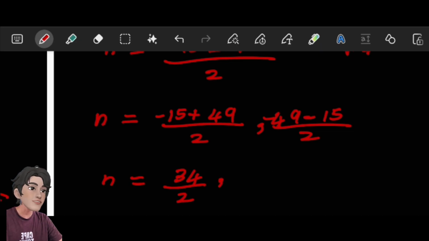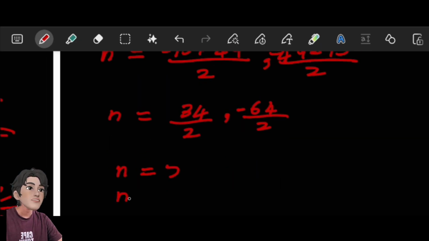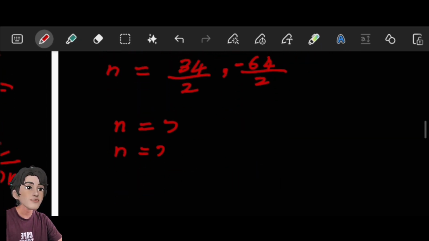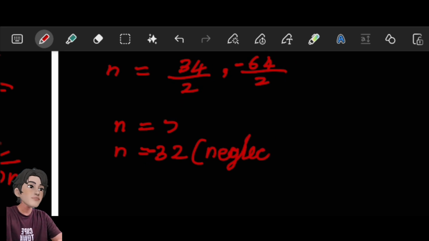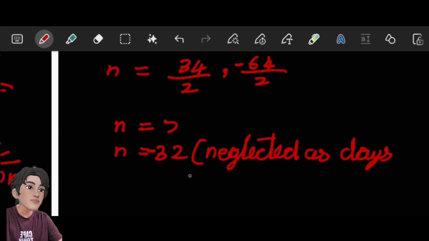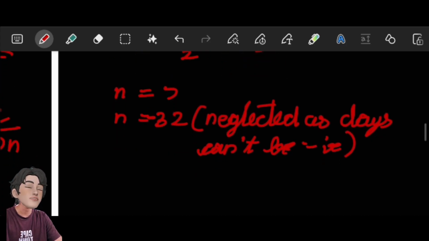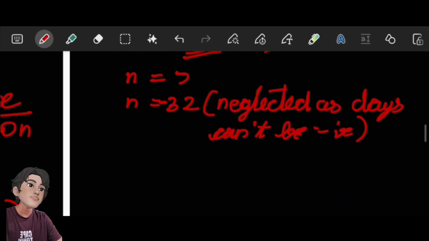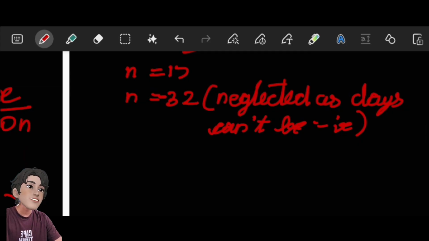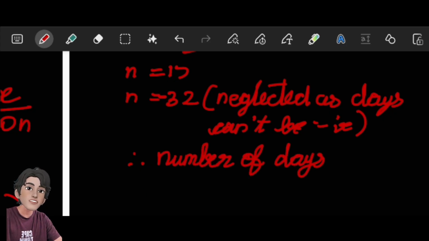Now we are arriving at two answers here, which are n is equal to 17 and n is equal to minus 32, where this negative integer is neglected as days cannot be negative. Therefore, the value of n is 17. And this is the initial number of days, that is the number of days the work was to be completed initially in case 1.